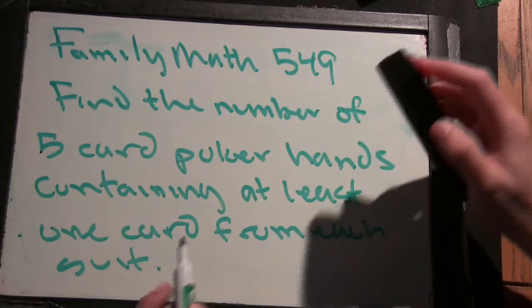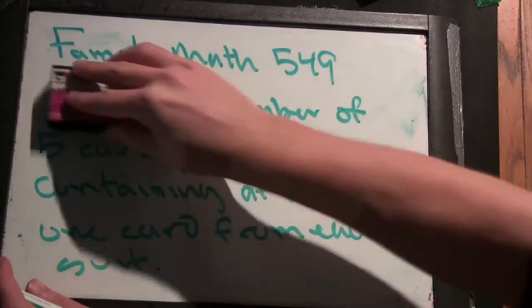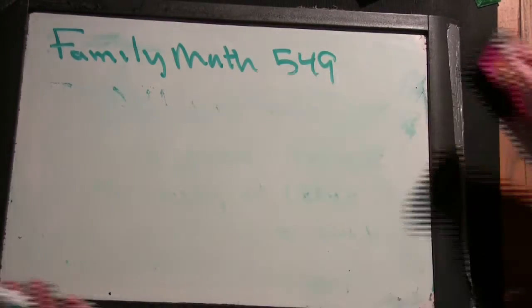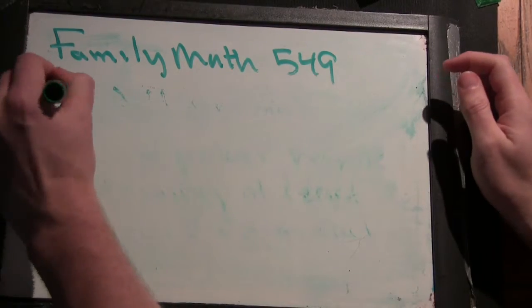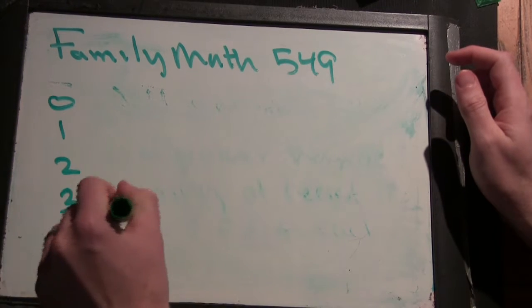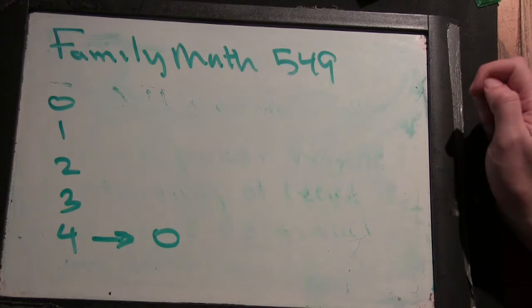Yeah, so the restrictions here are just leaving out the suits. So we want to leave out 0 suits, 1 suit, 2 suits, 3 suits, and 4 suits. There are 0 ways to leave out 4 suits.